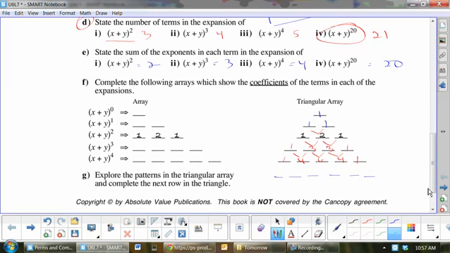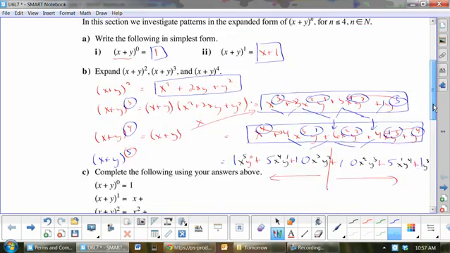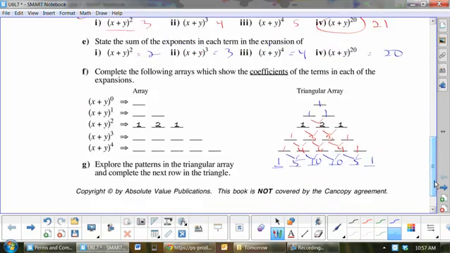Okay, Jared, what's my next row going to be? Now, do you see how it's symmetrical by the middle? So I'm not going to write down all the rules for you. Can you get all the rules? Can you write them all down?